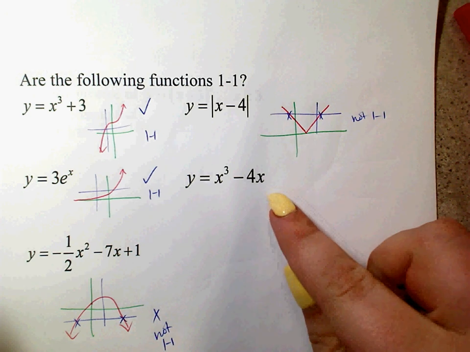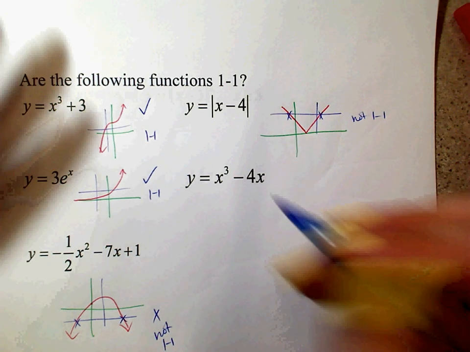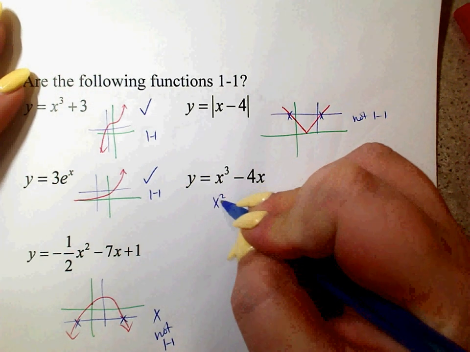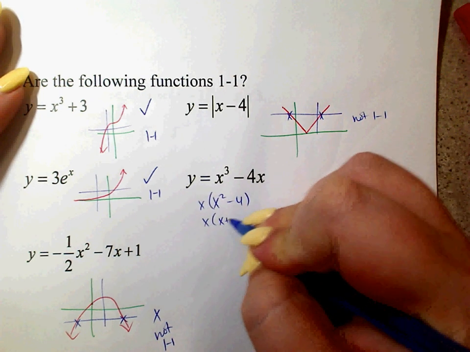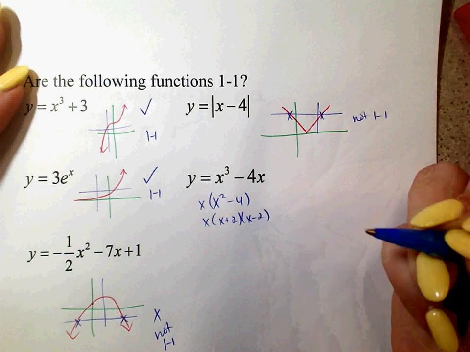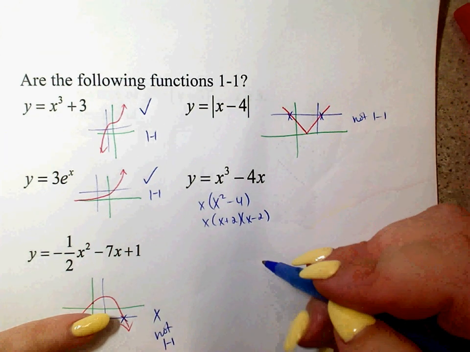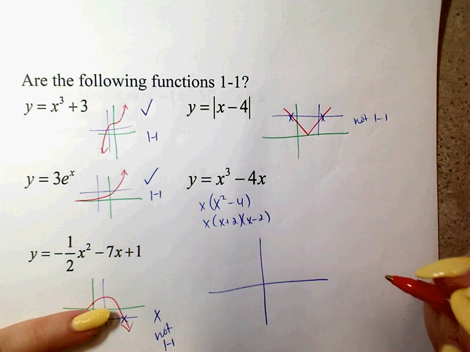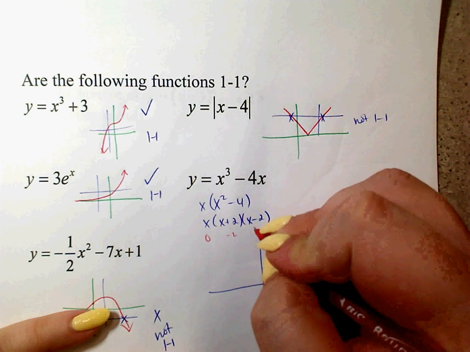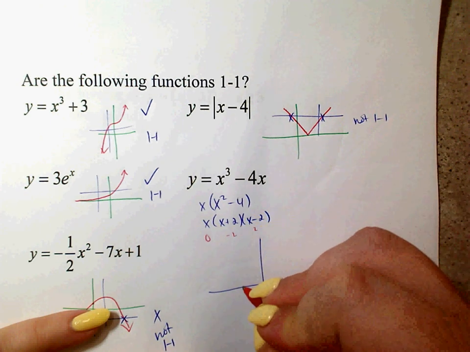And then x cubed minus 4x. If I factor that out, that's x times (x squared minus 4), which is x times (x plus 2) times (x minus 2), a difference of squares. And that means I know this is a cubic function that crosses at 0, -2, and +2.